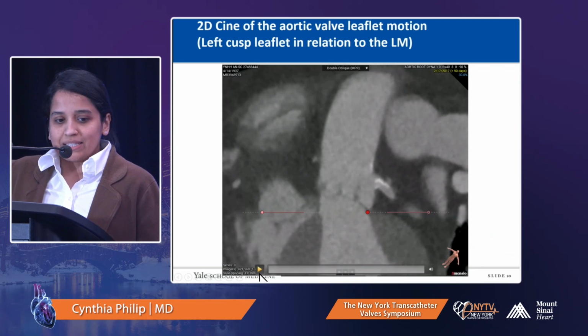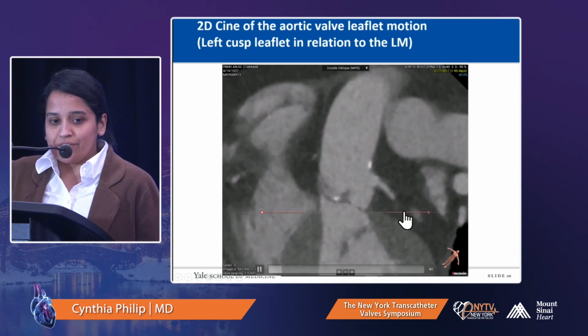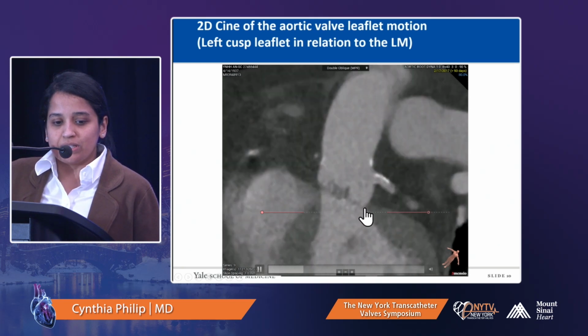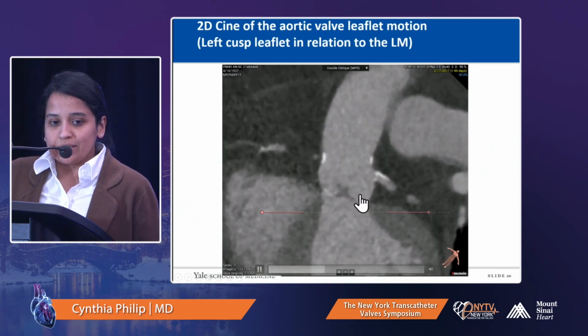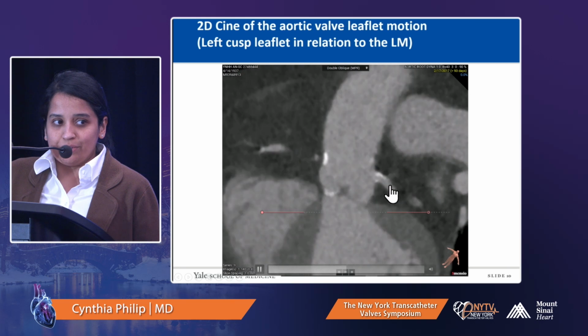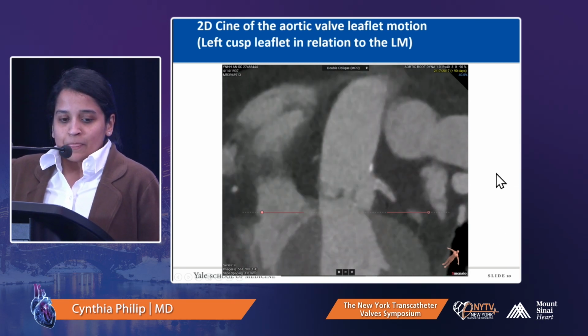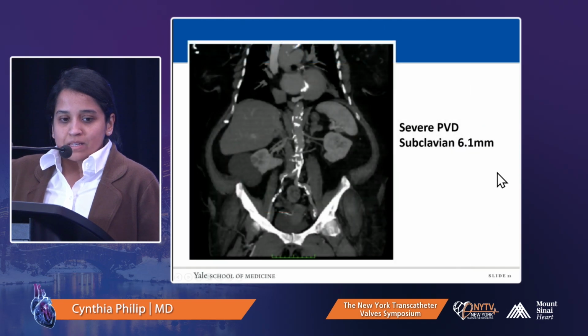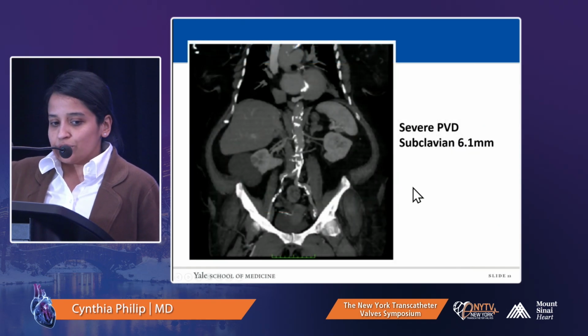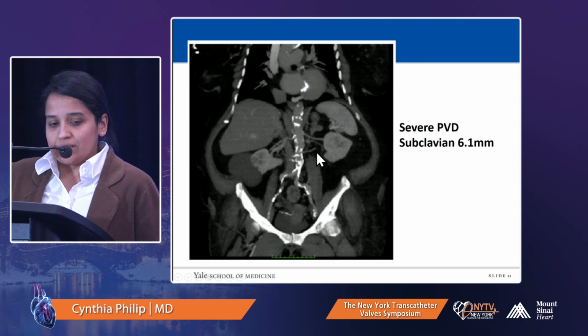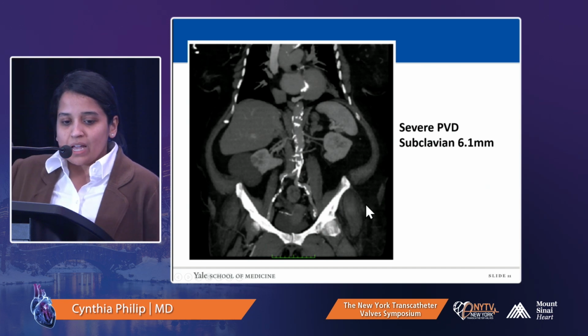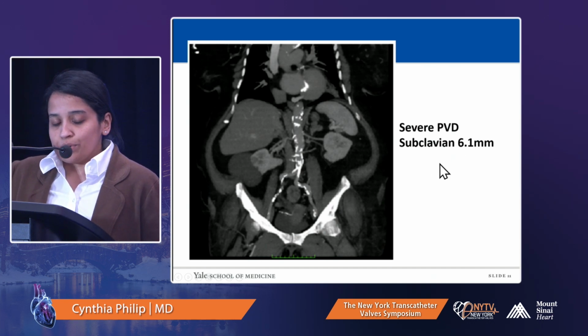Here's a 2D cine view of the aortic valve leaflet motion. So you can see here the left coronary cusp in relation to the left main. You can see kind of how it comes close to that. And then the CT also showed severe disease in her aortoiliac system, but her subclavian was more approachable with a diameter of 6.1 millimeters.